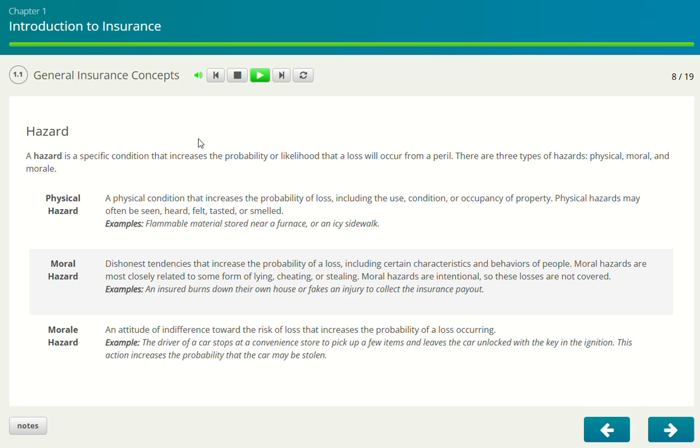Morale hazard. An attitude of indifference toward the risk of loss that increases the probability of a loss occurring. Example: the driver of a car stops at a convenience store to pick up a few items and leaves the car unlocked with the key in the ignition. This action increases the probability that the car may be stolen.